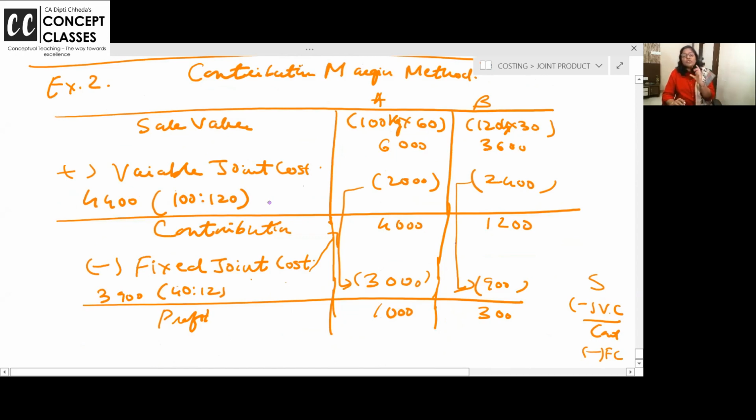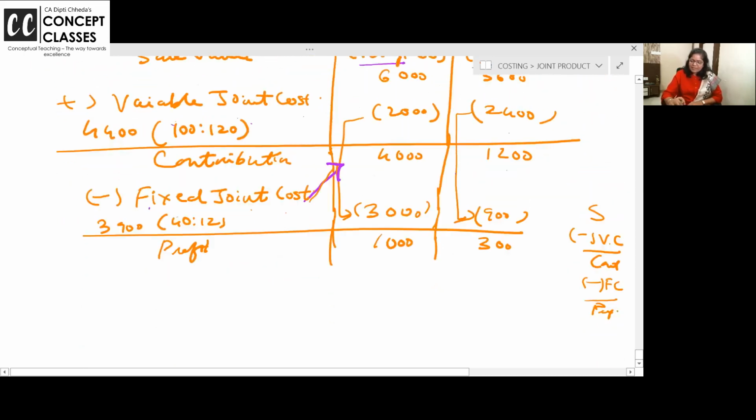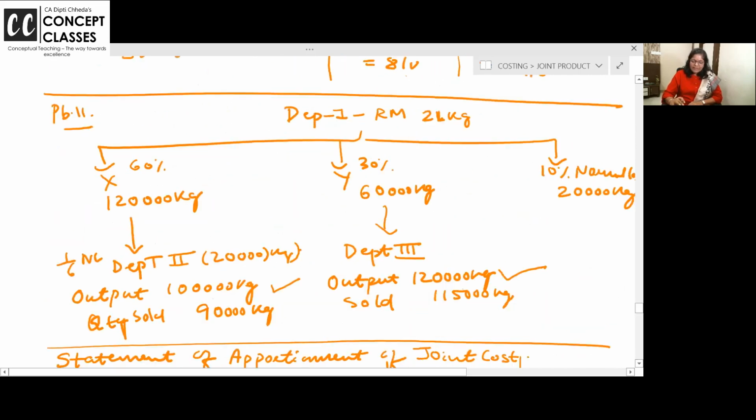Joint cost you should be able to split into variable and fixed, which will be given. So variable joint cost you apportion in the ratio of 100 kg and 120 kg. Units may survey method, physical unit, kgs. Variable joint cost you apportion. You get contribution minus the fixed joint cost in the ratio of the contribution, that is 40:12, and you get the profit. Very easy this chapter is. So you can apportion like this.